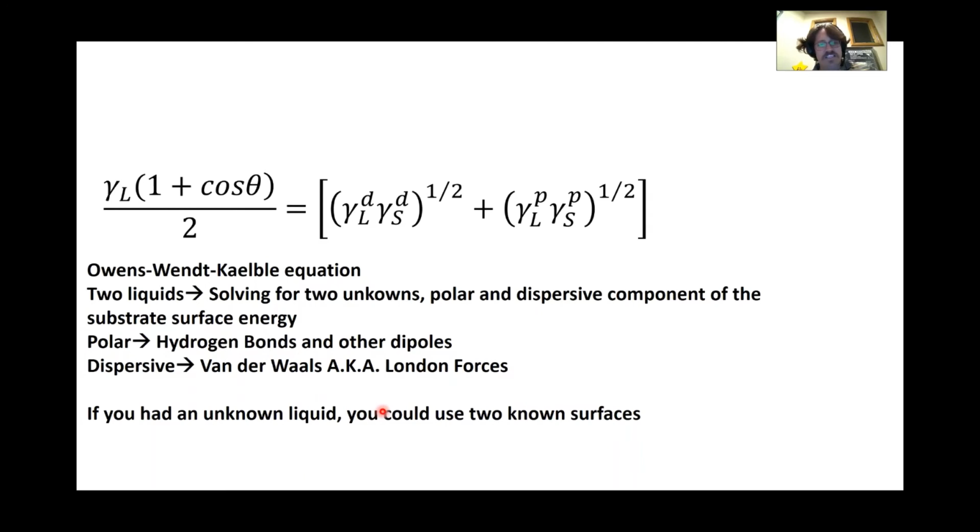I've never actually seen people do this, but I'm guessing if you had an unknown liquid, you could use two known surfaces. I've mostly seen people only calculate it based on known liquids. There's a huge array of data for liquid polar and dispersive surface energies, and I'm just going to suppose that there is for solids as well. I'm more familiar with liquids, so I'll just throw that out there.